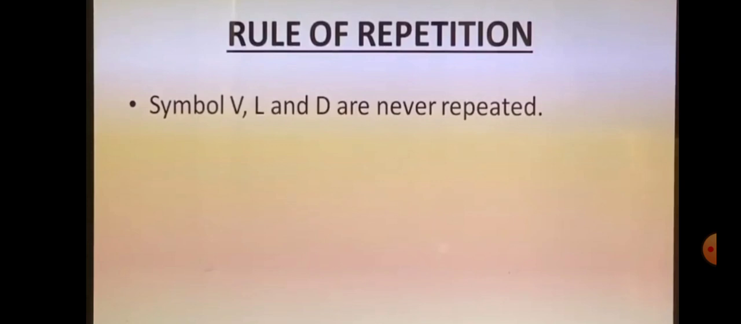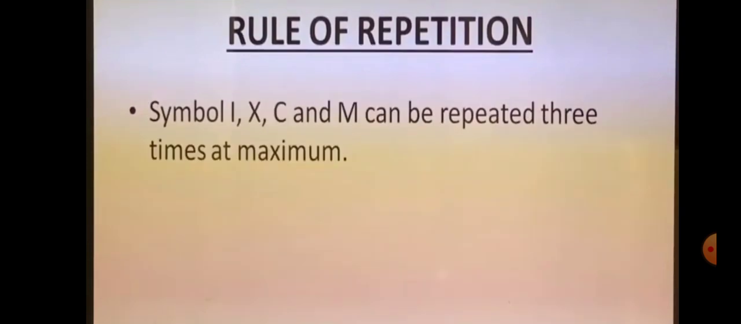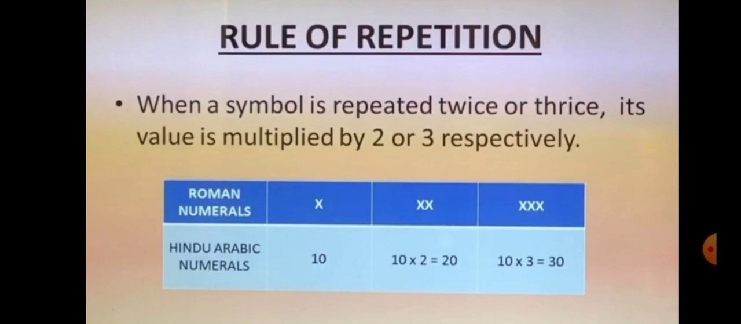Symbols V, L and D are never repeated. These three symbols we can't repeat. Symbols I, X, C and M can be repeated 3 times at maximum. Means these 4 symbols we can repeat a maximum of 3 times, not more than 3 times. When a symbol is repeated twice or thrice, its value is multiplied by 2 or 3 respectively.